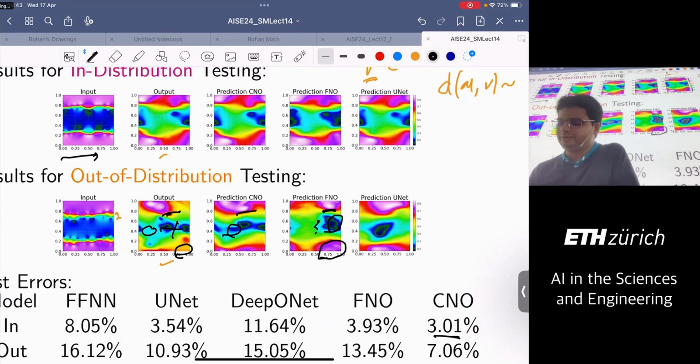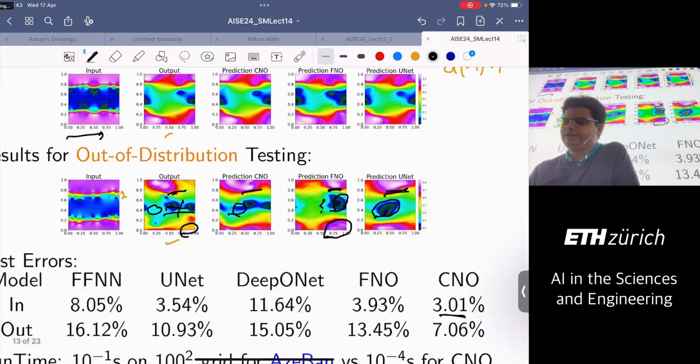And the same with the UNet. Even though the UNet and CNO are very similar to each other, you just have this additional upsampling, downsampling. You see that UNet has completely missed this entire feature here. It has just put it here, okay? And also it has put these things here.